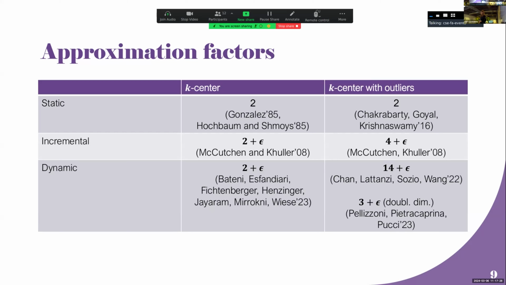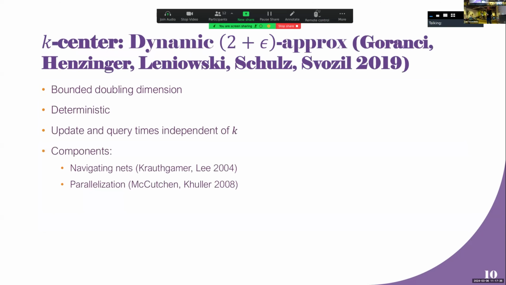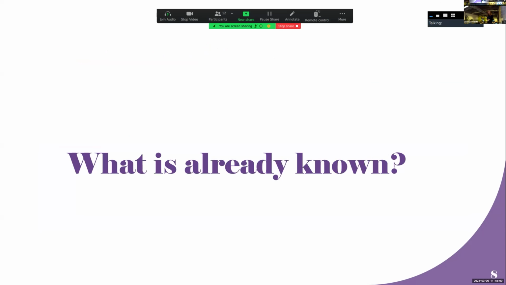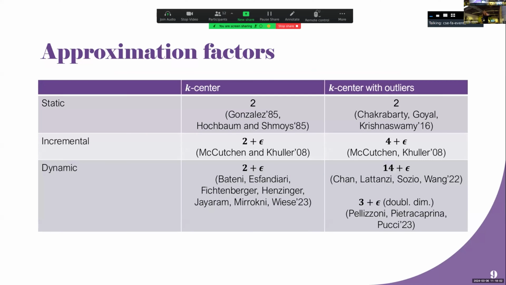Yes. So is 2 plus epsilon still possible in dynamic? Yes, like we don't know. Okay, so does the dynamic case subsume the incremental case? But like the 3 plus epsilon, does that include the 4 plus epsilon for the incremental case as well? Yeah, but this is about doubling dimensions, so that is for general metrics. Oh, I see. Yeah, the whole table was about general metrics, and then we split this here and show the doubling dimension.